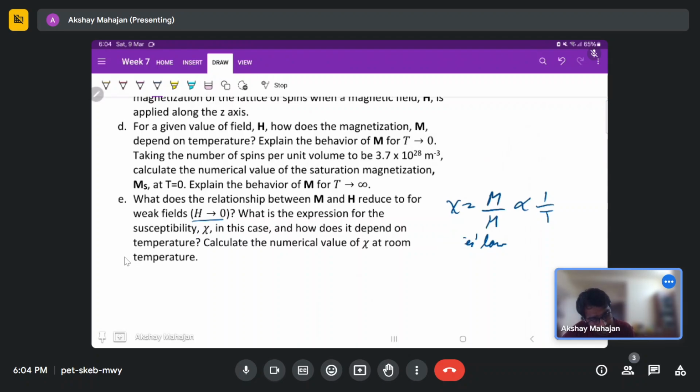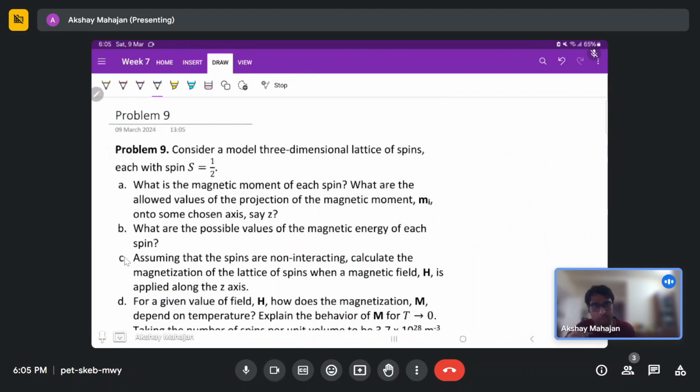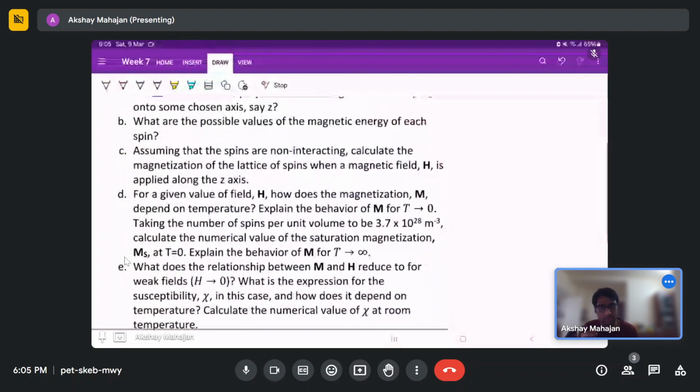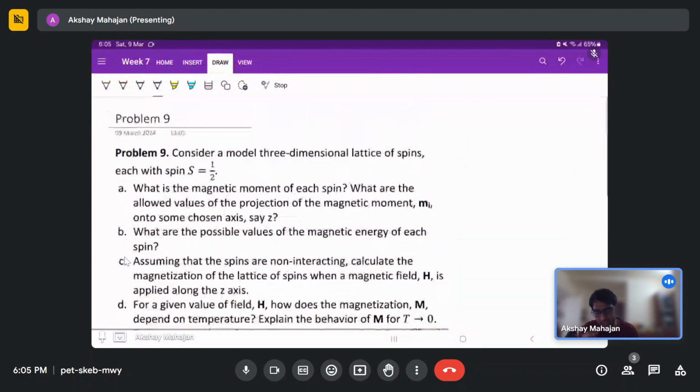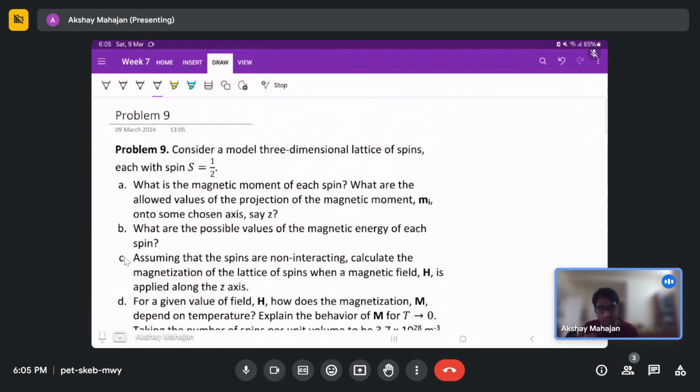So this was problem number 9. Because of time constraint, we are not able to solve this, but I have explained the problem, so you can try it on your own if you want. And in the next session we will start with this problem.